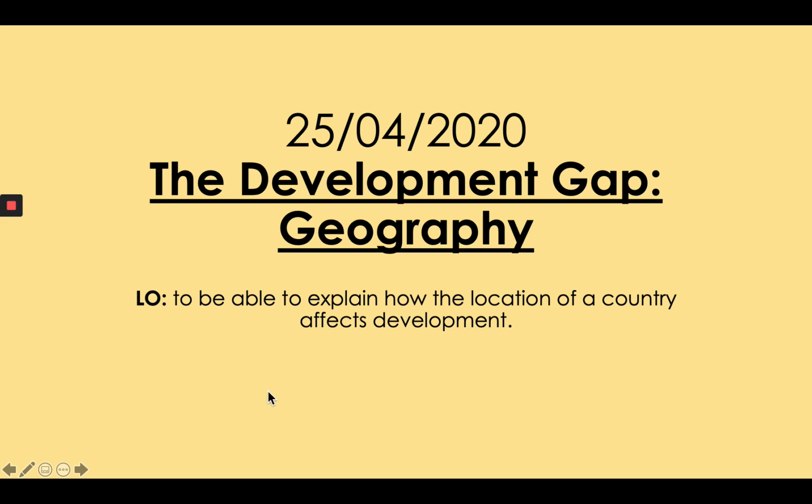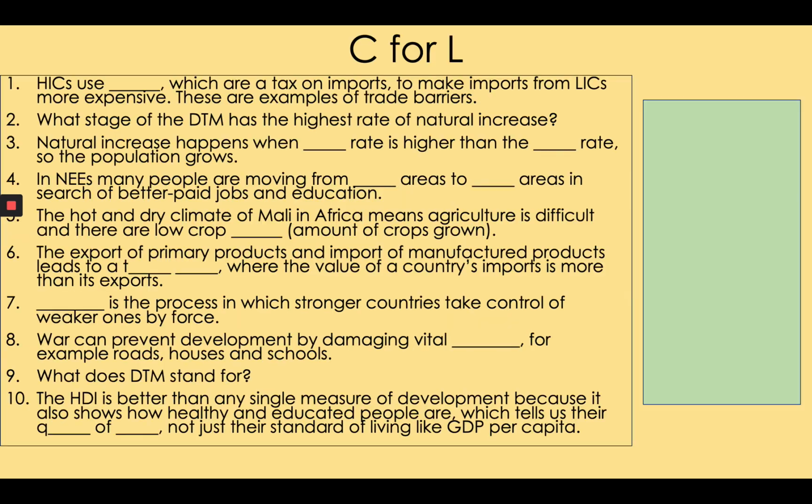Take a moment to write the date, title, and learning objective. Make sure you have a pen and paper ready. Let's go. Time to recall your learning. Let's see how much you understand and remember from previous lessons. Please write 1 to 10. Attempt the questions, pause the video, and then check your answers. Game time. Go.